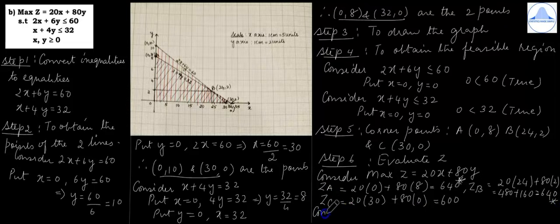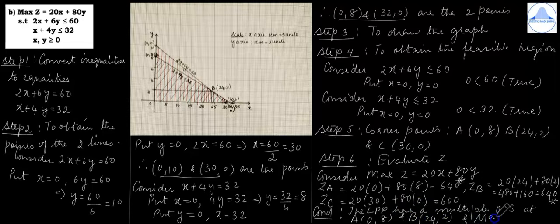So now we will write the conclusion. The LPP has a multiple optimal solution at, you should write both the points, A 0, 8 and B 24, 2, and the maximum value of Z is equal to 640.